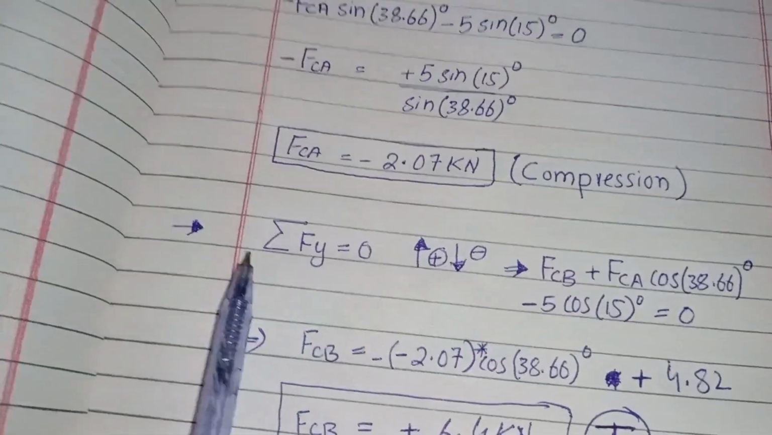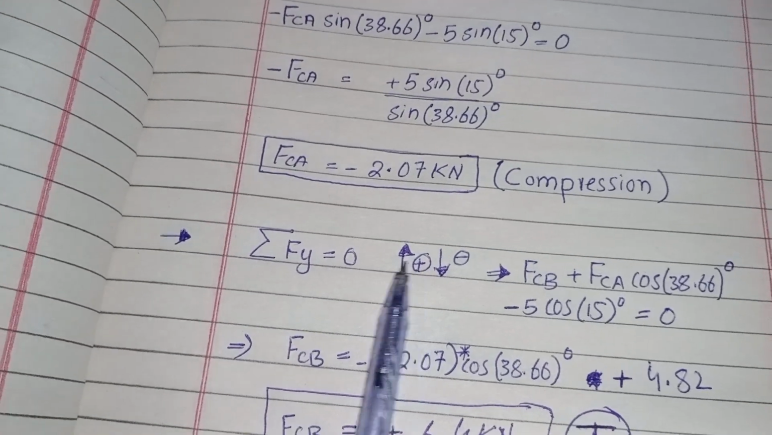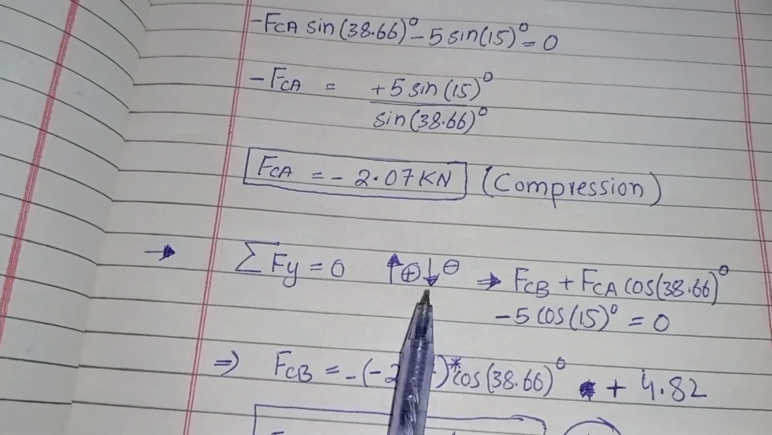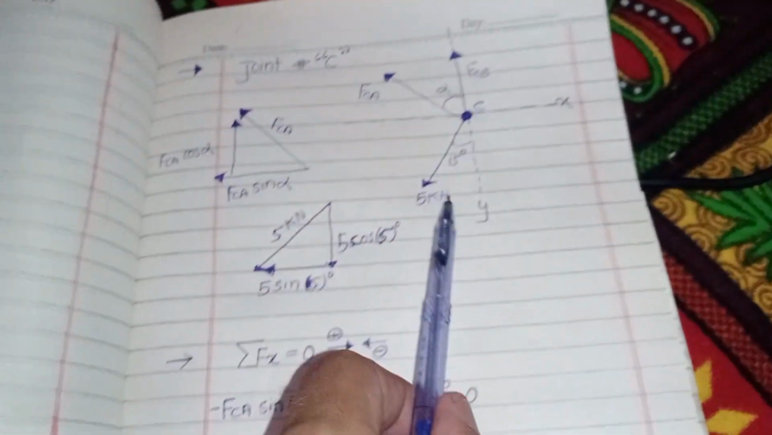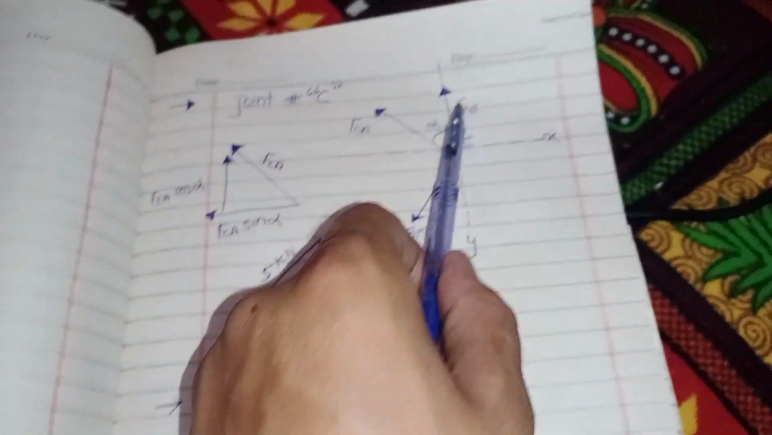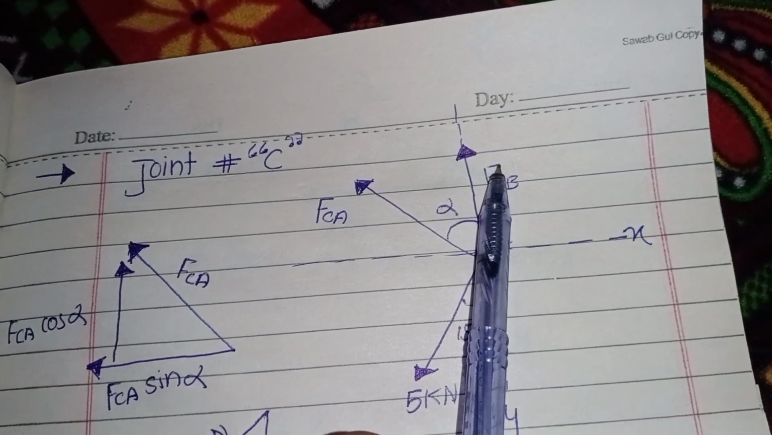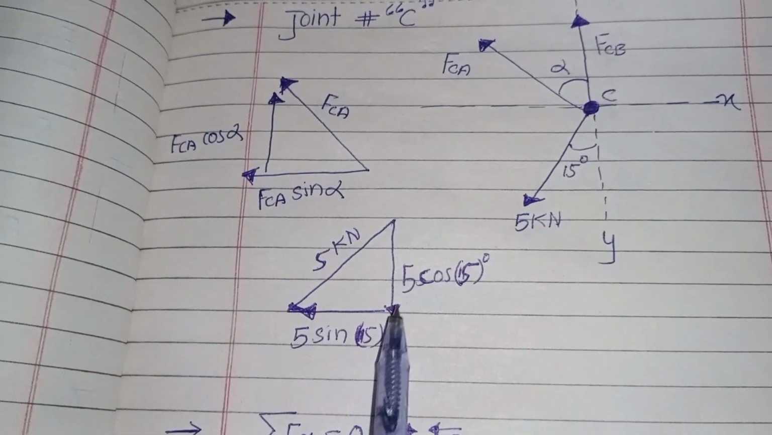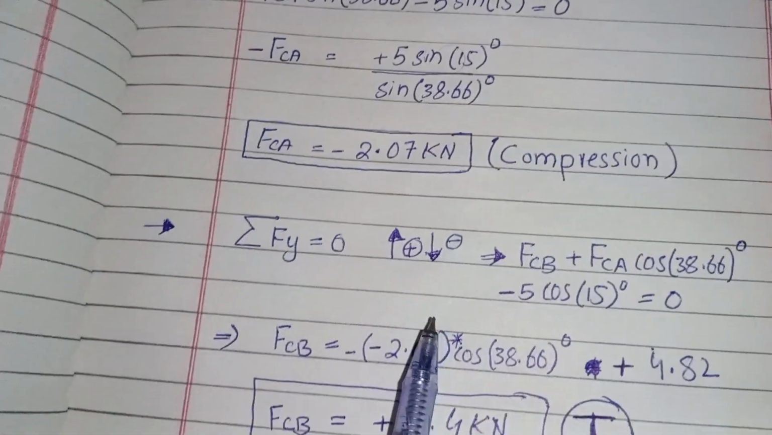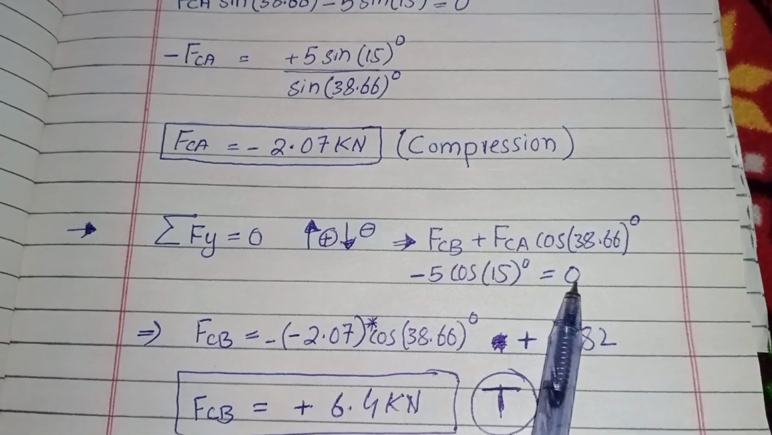So now Fy, summation of all vertical forces equal to 0. The force directed toward up will be taken as positive, and the force directed toward down will be taken as negative. So this is FCB, and the vertical component of this, FCA cos alpha, and 5 cos 15. FCA cos alpha minus 5 cos 15 equal to 0.